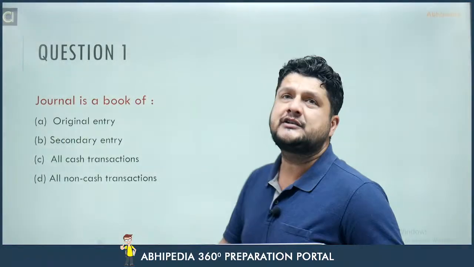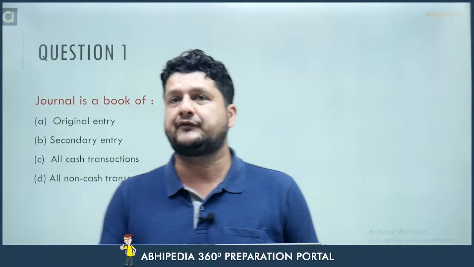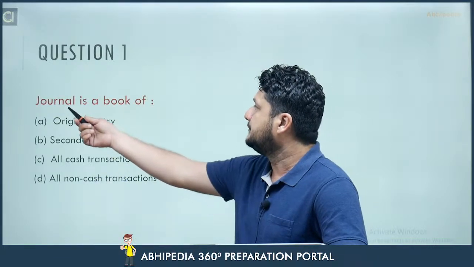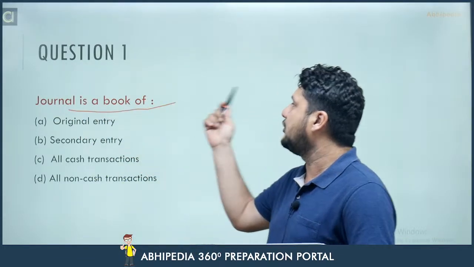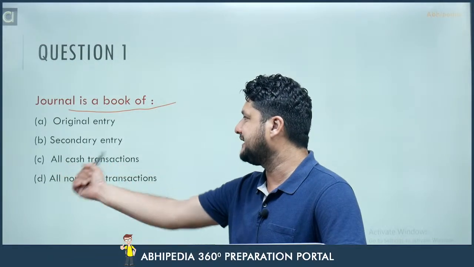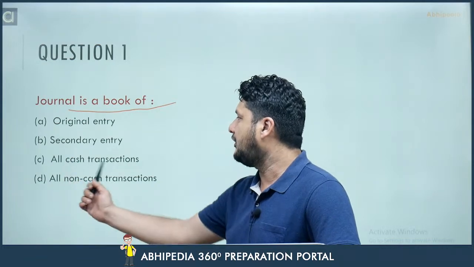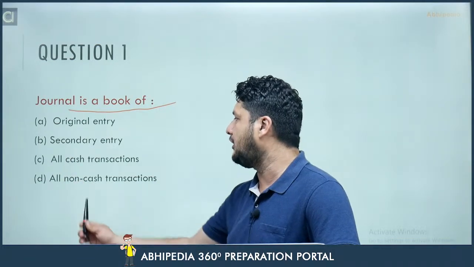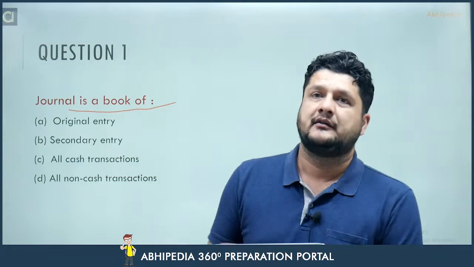The first question for today is: journal is the book of, first option, original entry; second option, secondary entry; C, all cash transactions; D, all non-cash transactions. Let's see.